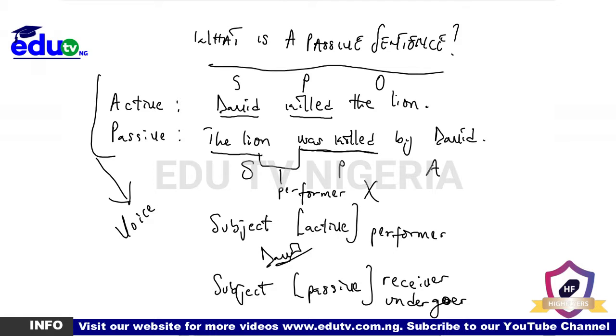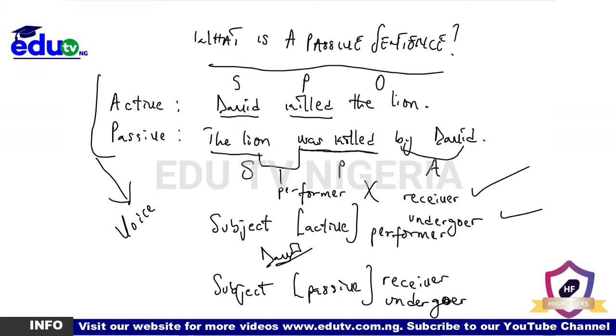No. Rather, it is what? A receiver or undergoer. So the lion here is just the one receiving the action of being killed, or is the one undergoing the process of being killed, while David is now the one performing the action. Meanwhile, David here, by David together actually, because they are together, by David, is actually an adjunct. So this time around we have an adjunct that is actually the one performing the action. Can you see that that's a totally different thing from all you've always known initially?